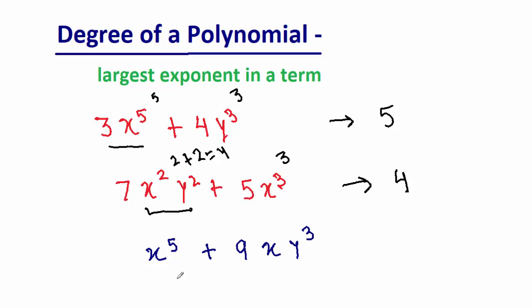In the third polynomial here you can see the exponent is 5. Here the exponent of x is 1 and for y it is 3, so 1 plus 3, that is 4. So 5 is greater than 4, so 5 is the degree of this polynomial. So we have to check the greatest exponent in a particular term. I hope you understood these topics.